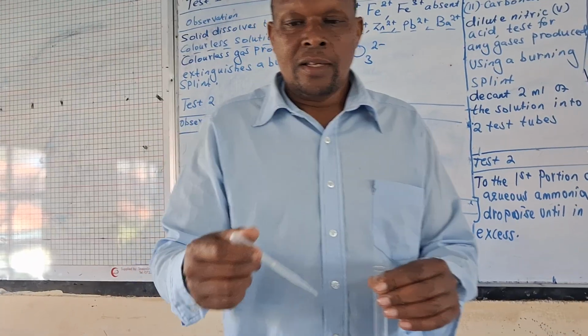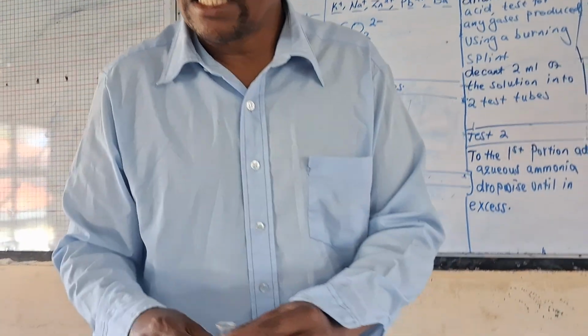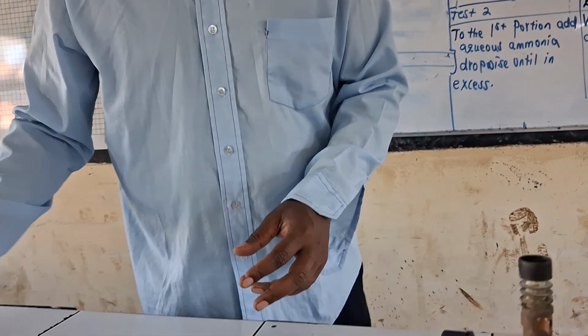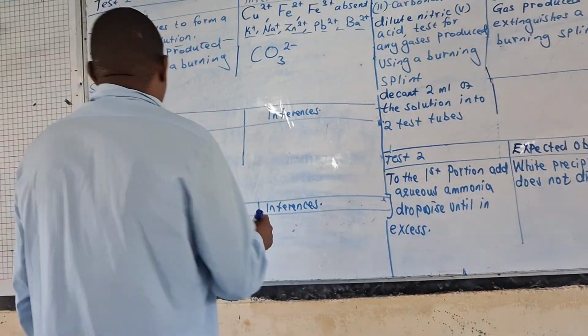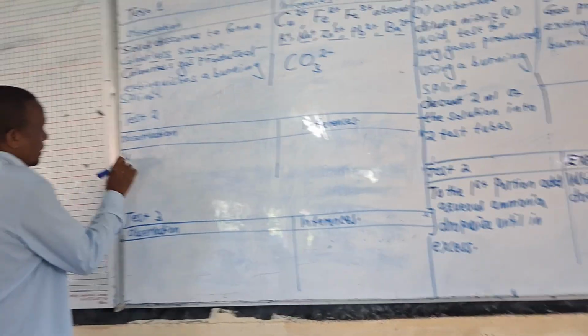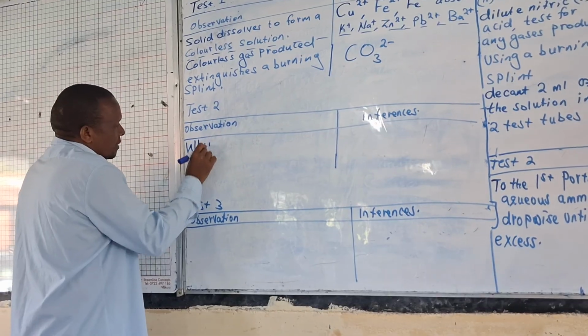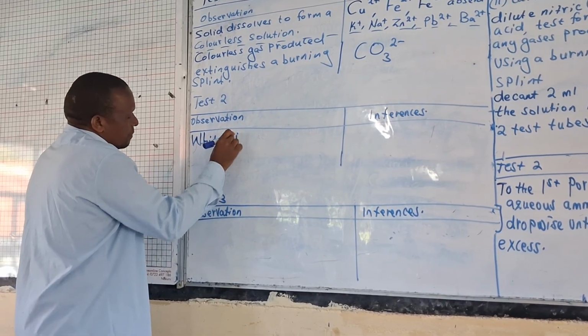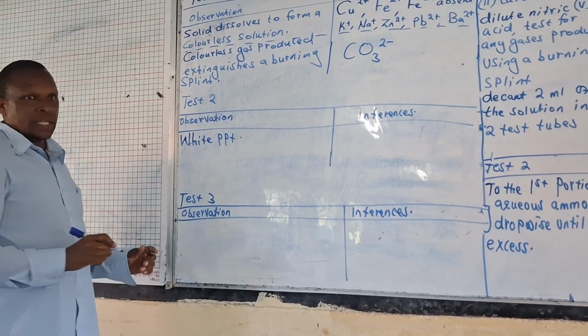So what do you write? You just write white precipitate. Are we together? Yes. So here we write white precipitate. White PPT. Like that. Are we together?